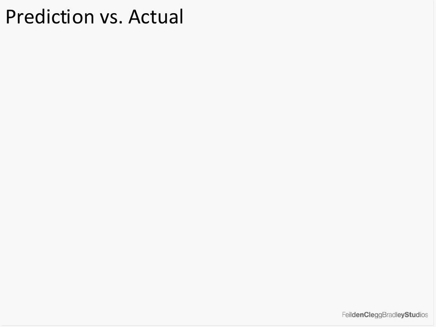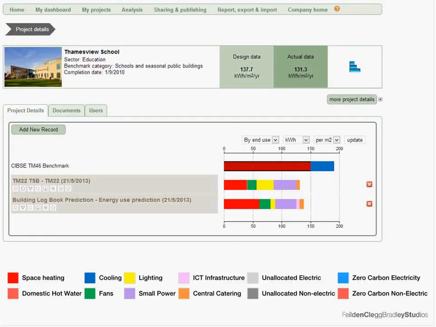If you look at the Thamesview School, Thamesview School is the high outlier on the previous design slide. And we see the energy use prediction. The bottom bar is actually quite a large bar.